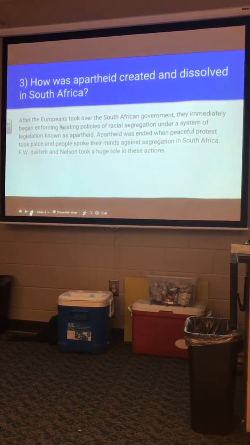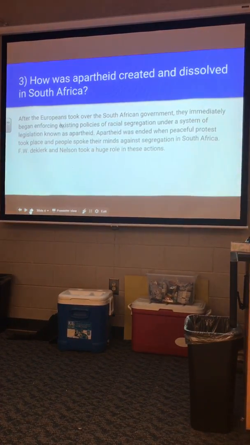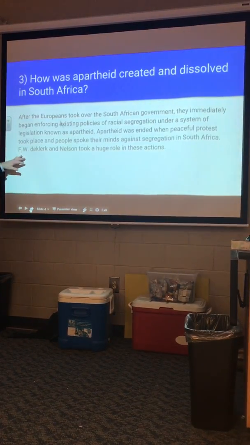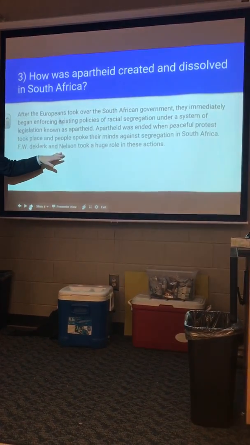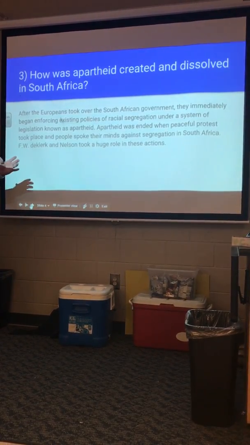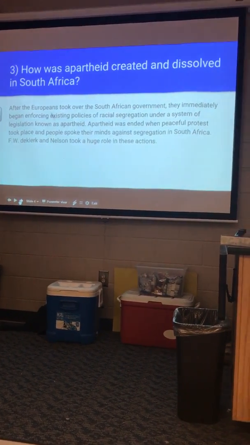It wasn't always peaceful, but the end of it was with the last white president of South Africa, F.W. de Klerk, we've talked about him, and then Nelson Mandela, who was the first black president of South Africa, took a huge role in these actions. They both won the Nobel Peace Prize because of their actions. All right, number 4.